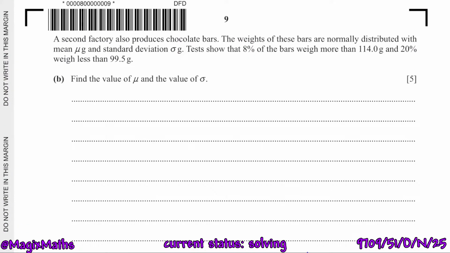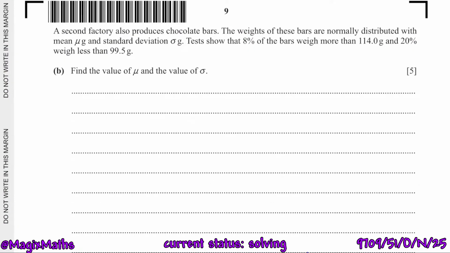So we have a second factory. This is, let's just use Y, then by normal, we have a mu, our mean, and our standard deviation.